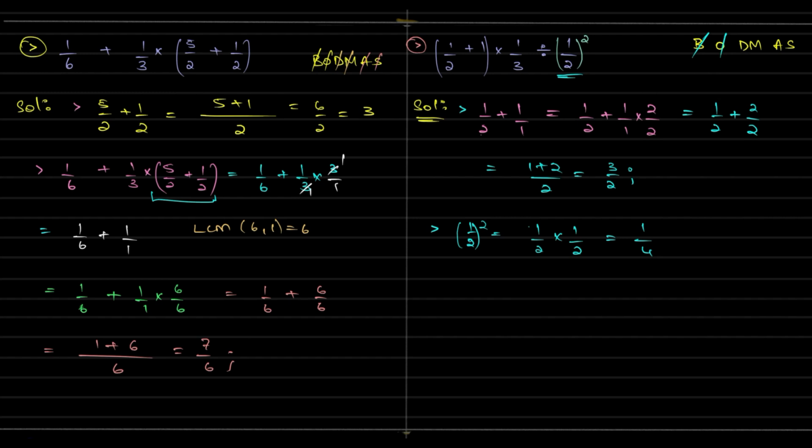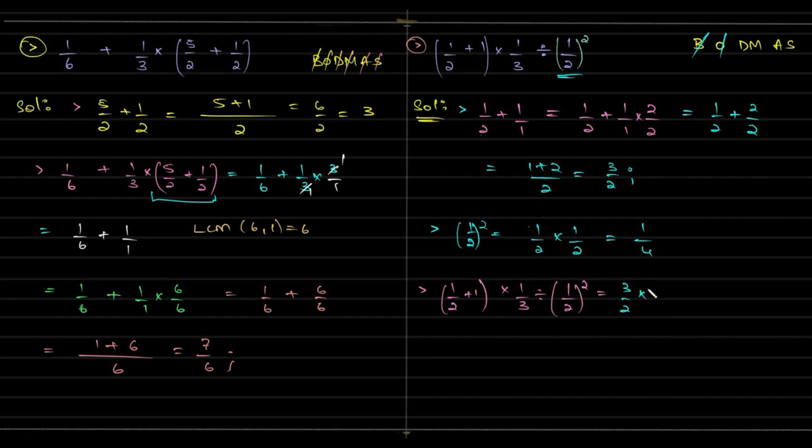Division and multiplication, yes, we have a bunch of them. So let's copy the question. 1 by 2 plus 1 into 1 by 3 divided by 1 by 2 the whole square. So all we have to do is substitute. 1 by 2 plus 1 is 3 by 2.